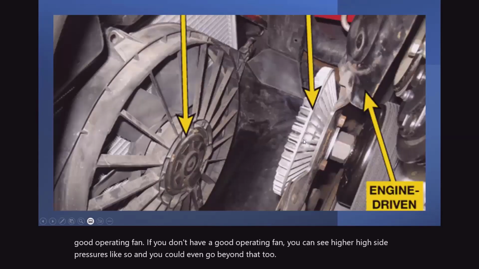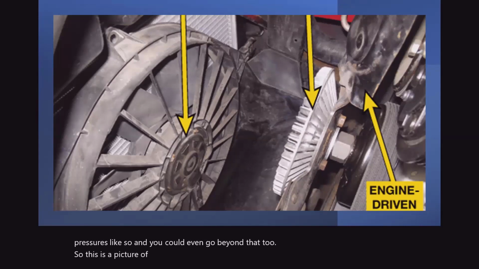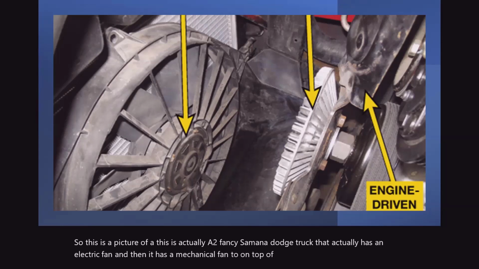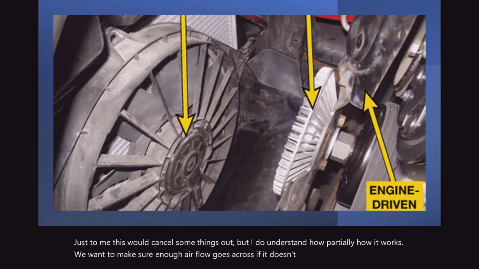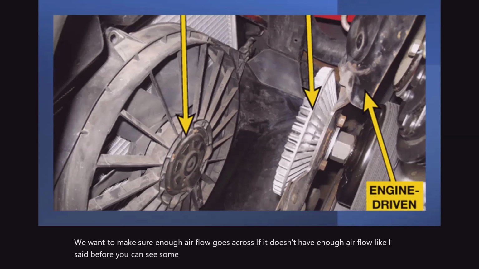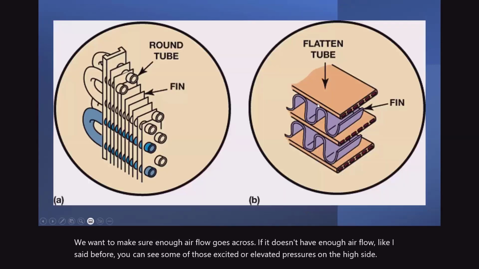This is actually a two-fan system on a Dodge truck that has an electric fan, and then it has a mechanical fan on top of it. To me, this would cancel some things out, but I do understand partially how it works. We want to make sure enough airflow goes across. If it doesn't have enough airflow, like I said before, you can see some of those elevated pressures on the high side.